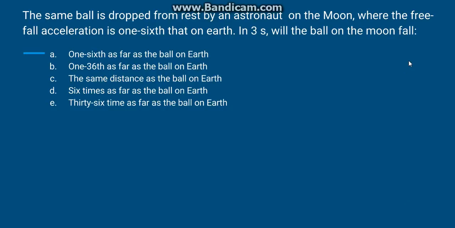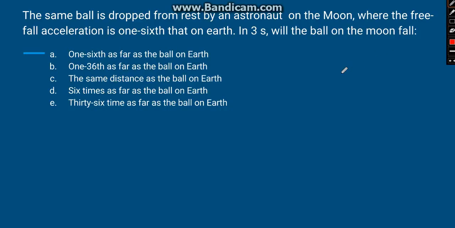Just a simple choice. The same ball drops from rest, but the free fall acceleration is 1/6 of that on Earth. Compared with the ball on Earth, the ball on the moon falls: A, 1/6 as far as the ball on Earth; B, 1/36 as far as the ball on Earth; C, the same distance as on Earth; D, 6 times as far as the ball on Earth; E, 36 times as far as the ball on Earth.